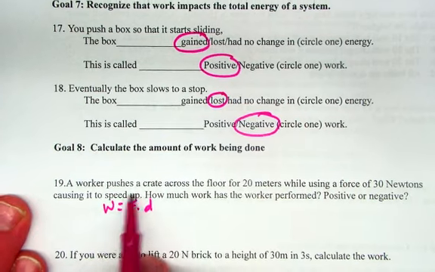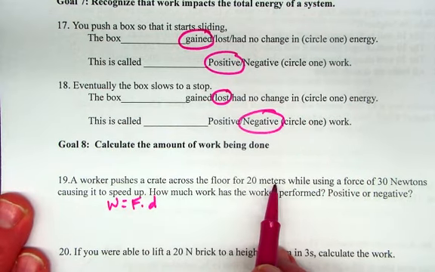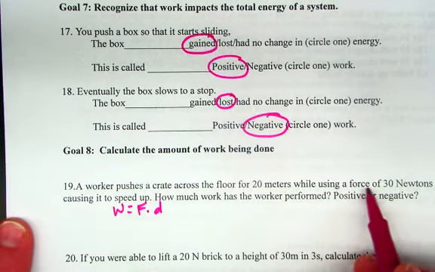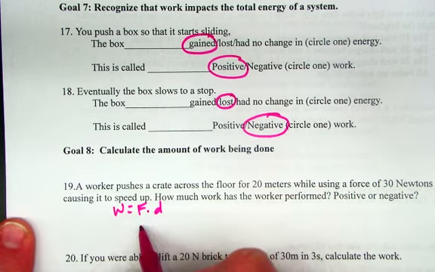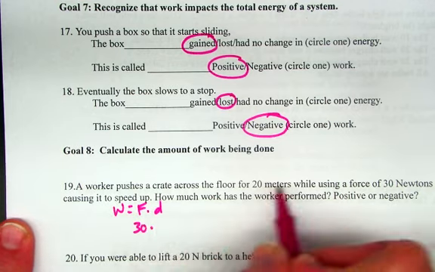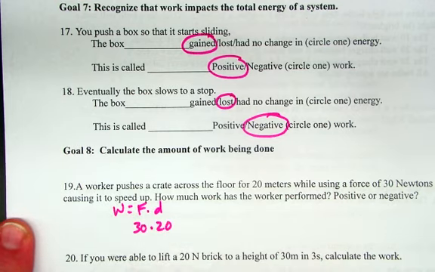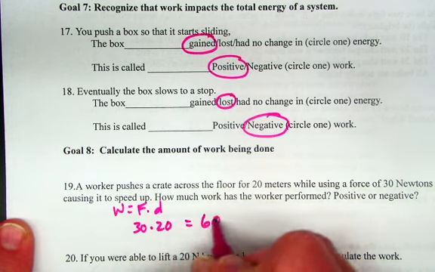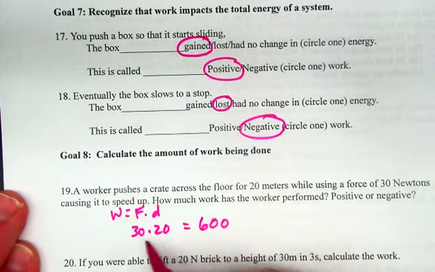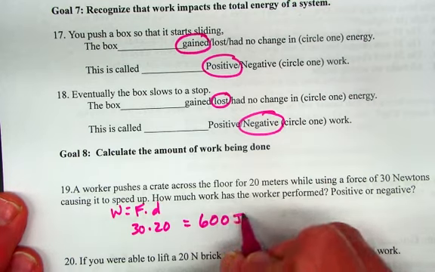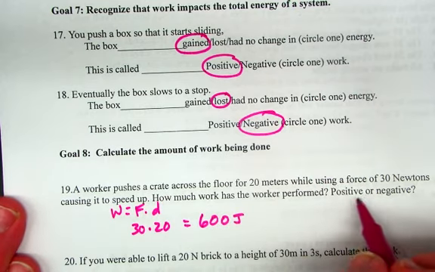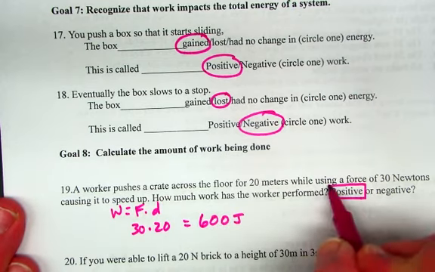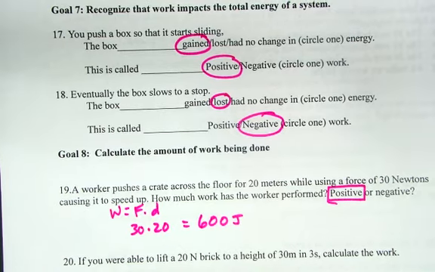So if a worker pushes a crate across the floor for 20 meters while using a force of 30 newtons, 30 newtons is your force, 20 meters is your distance. You're going to plug those in. 3 times 2 is 6. Add 2 zeros. So 600, and the units for work are joules. We would say this is positive work because you're moving in the same direction as the force is applied.